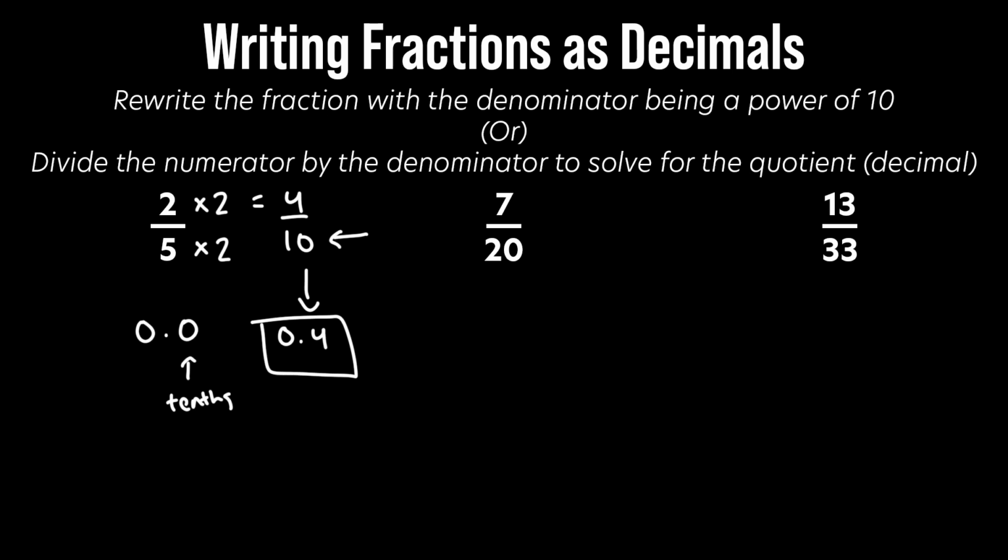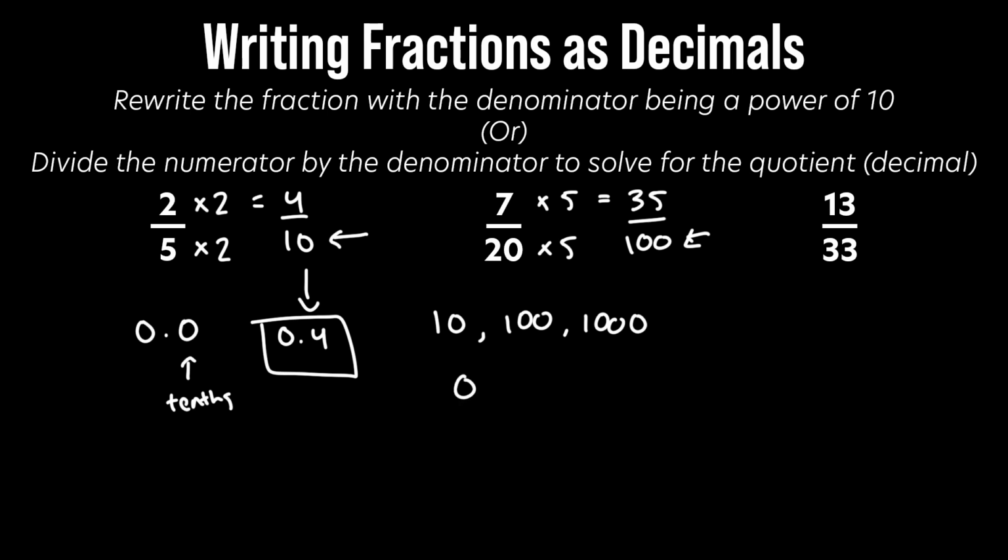For the second one, we want 20 to be a power of 10. The denominator here is already greater than 10. So how do we rewrite it as a power of 10? Well, the powers of 10 are like 10, 100, 1000. You might notice that we can multiply 20 by 5 and we'd get 100. So let's multiply both the top and the bottom by 5. We get 35/100. So our denominator is now 100.